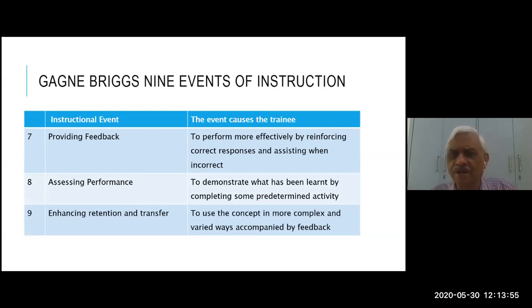And providing corrective feedback whenever you consider that how they are using it is incorrect, right? So that's providing feedback.